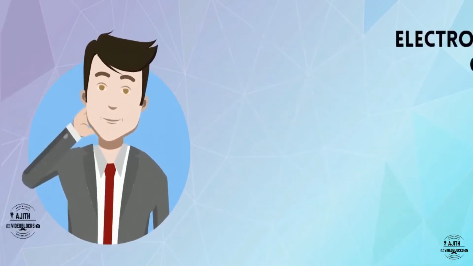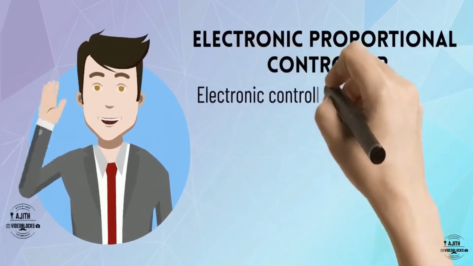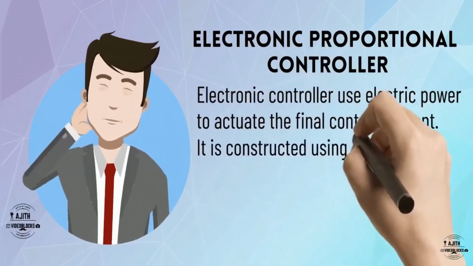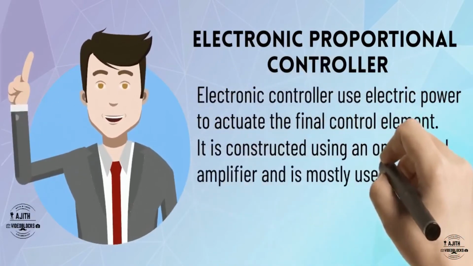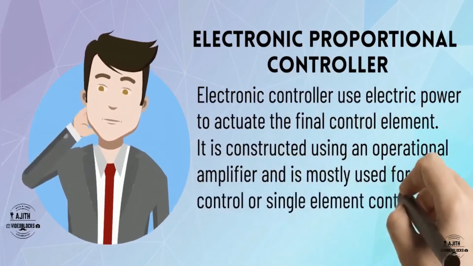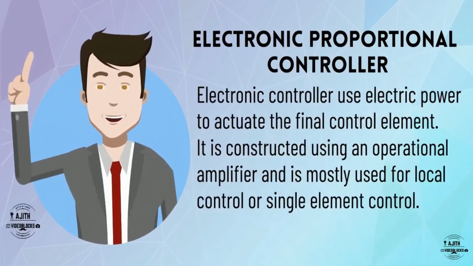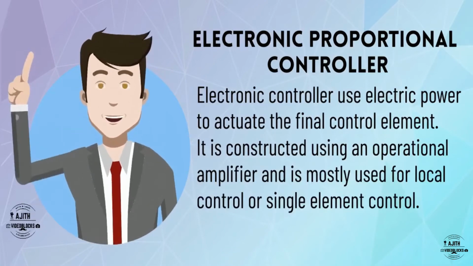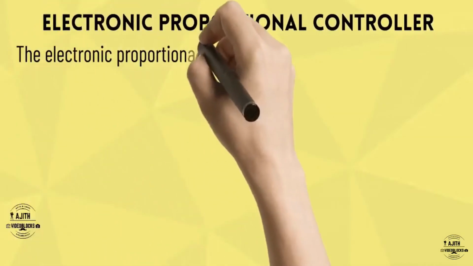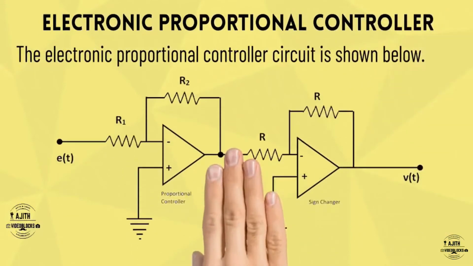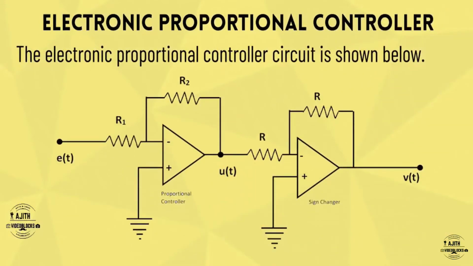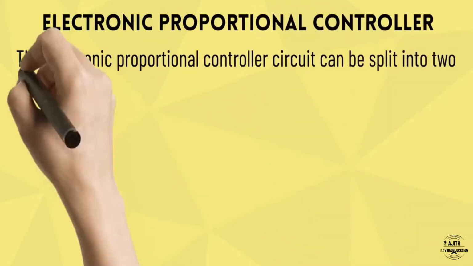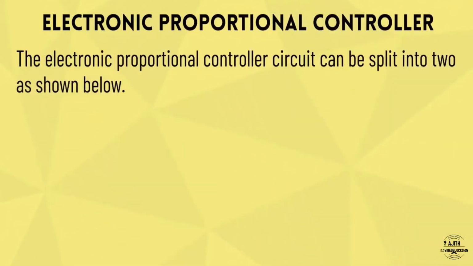Electronic proportional controller utilizes electric power to actuate the final control element. It is basically constructed using an operational amplifier and is mostly utilized for local control or a single element control like flow, level or pressure, etc. The electronic proportional controller circuit using operational amplifier is shown below. This entire circuit consists of two segments. One is the proportional controller and the other is the sign changer as shown here.